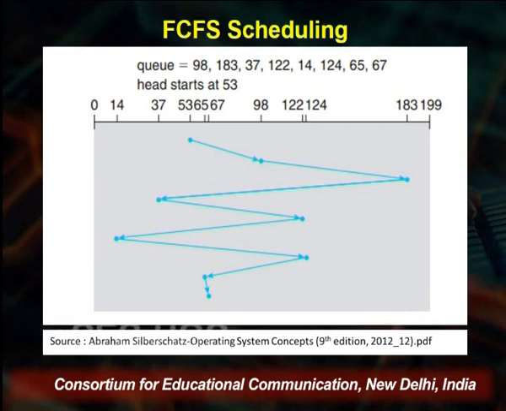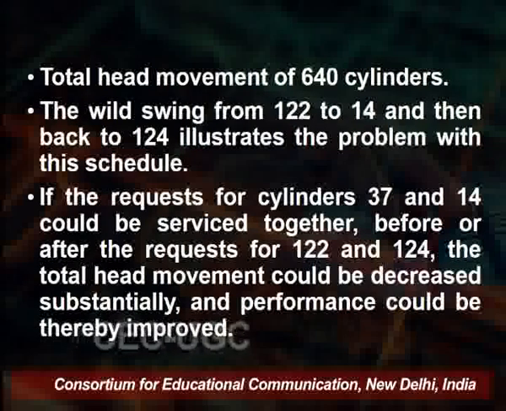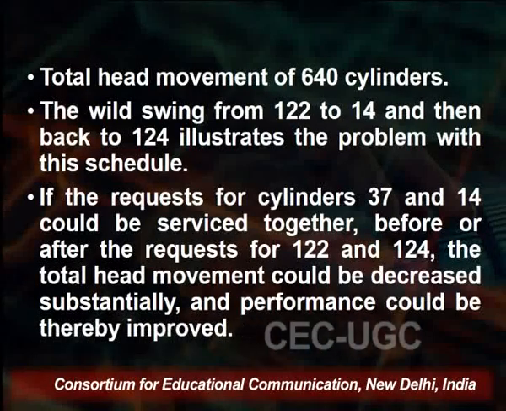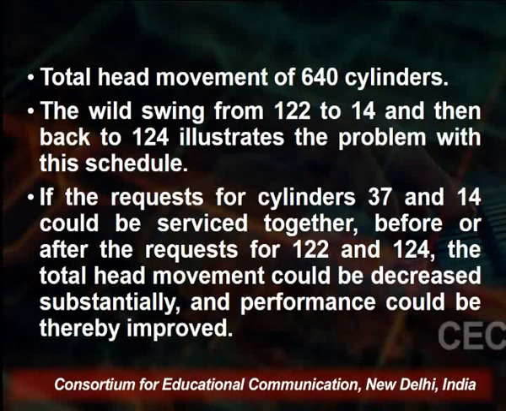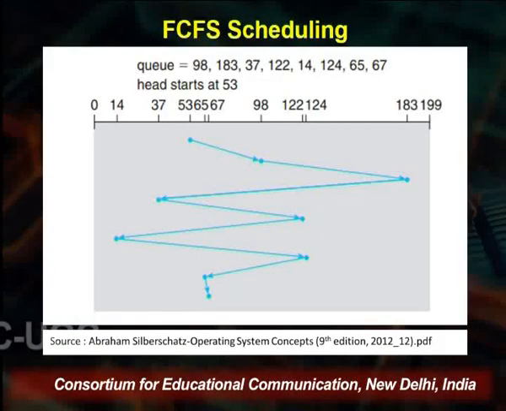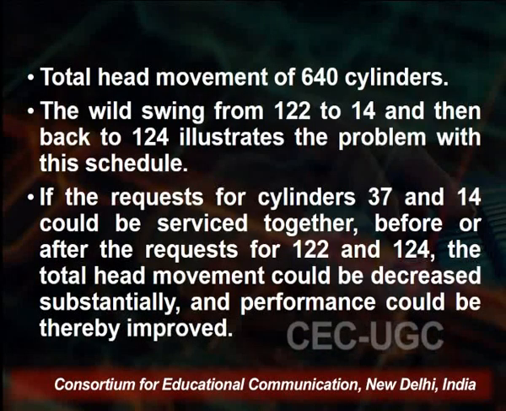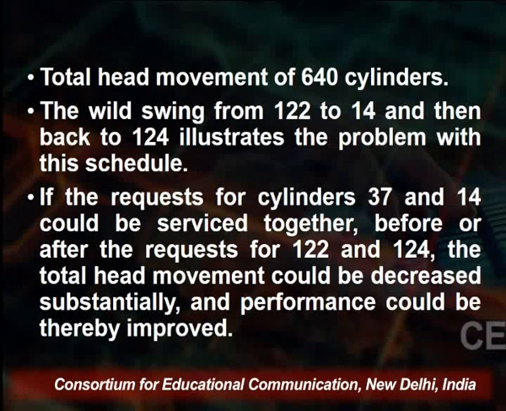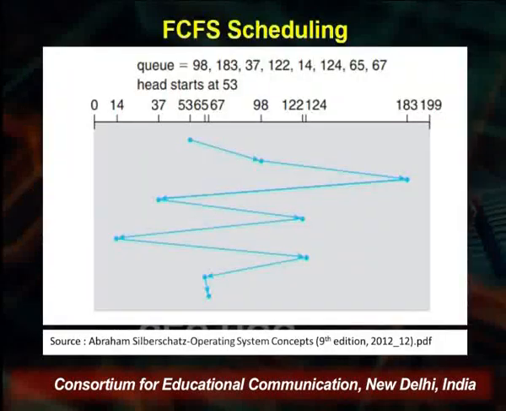Now, in order to have a detailed understanding of this FCFS scheduling, let us see how much transfer is happening here. The transfer I am talking about is actually the head movement. If you can see in this whole queue, the total head movement is 640 cylinders, and you can witness a very abrupt, wild swing from 122 to 14 and then again coming back to 124.